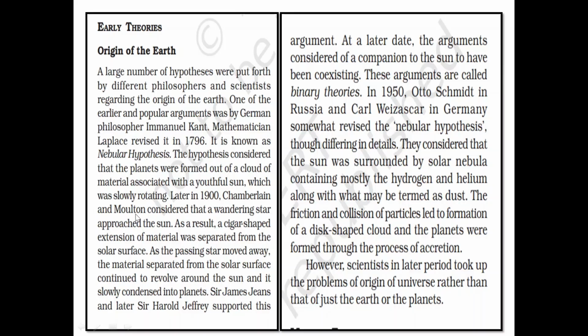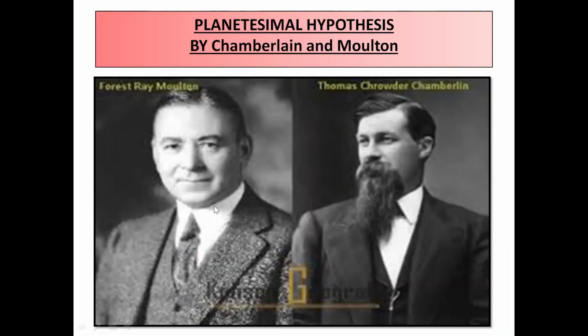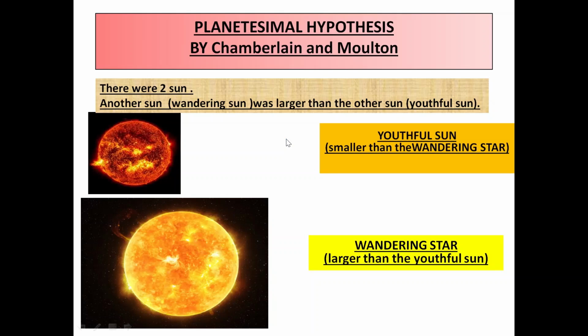1800, Chamberlain and Moulton considered that a wandering star approached the sun. As a result, a cigar-shaped extension of material was separated from the solar surface. As the passing star moved away, the material separated from the solar surface continued to revolve around the sun, and it slowly condensed into planets. This is the planetesimal theory or the planetesimal hypothesis by Chamberlain and Moulton.